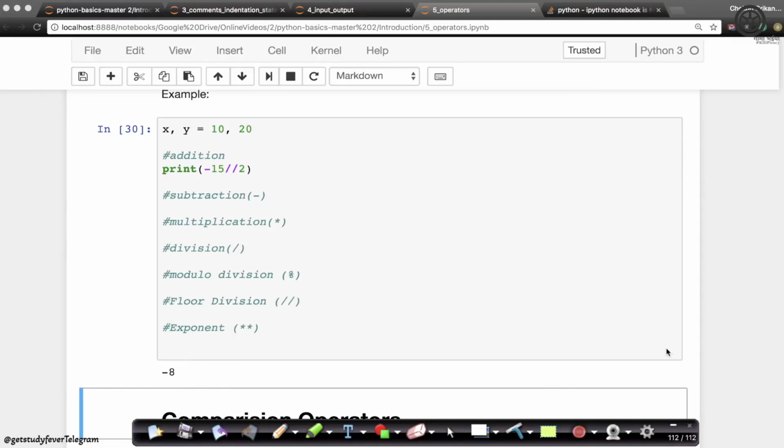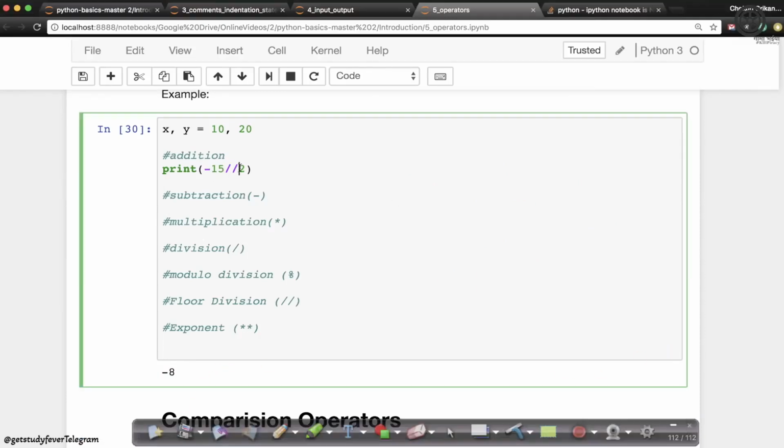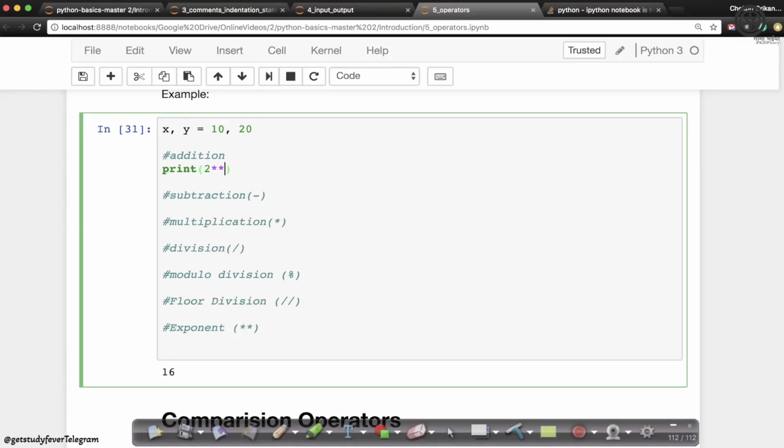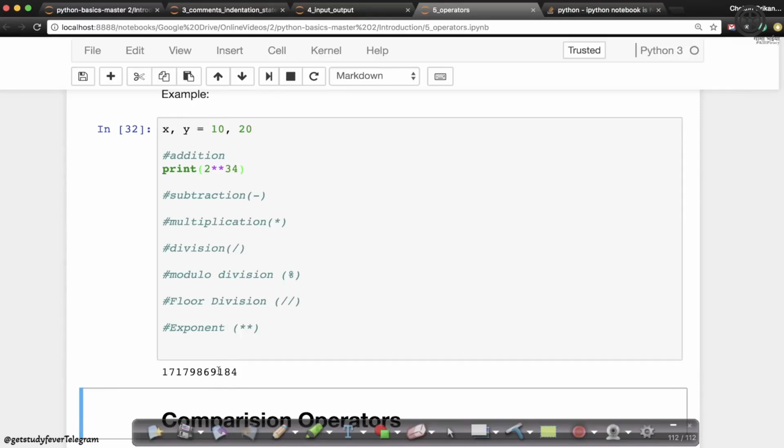So the other interesting operation is called exponent. What is exponent? Exponent is basically x power y. I can represent it with 2 stars. So 2 power 4. Any guesses? 16, right? So 2 power 34 will be harder. Of course, I couldn't have guessed it.